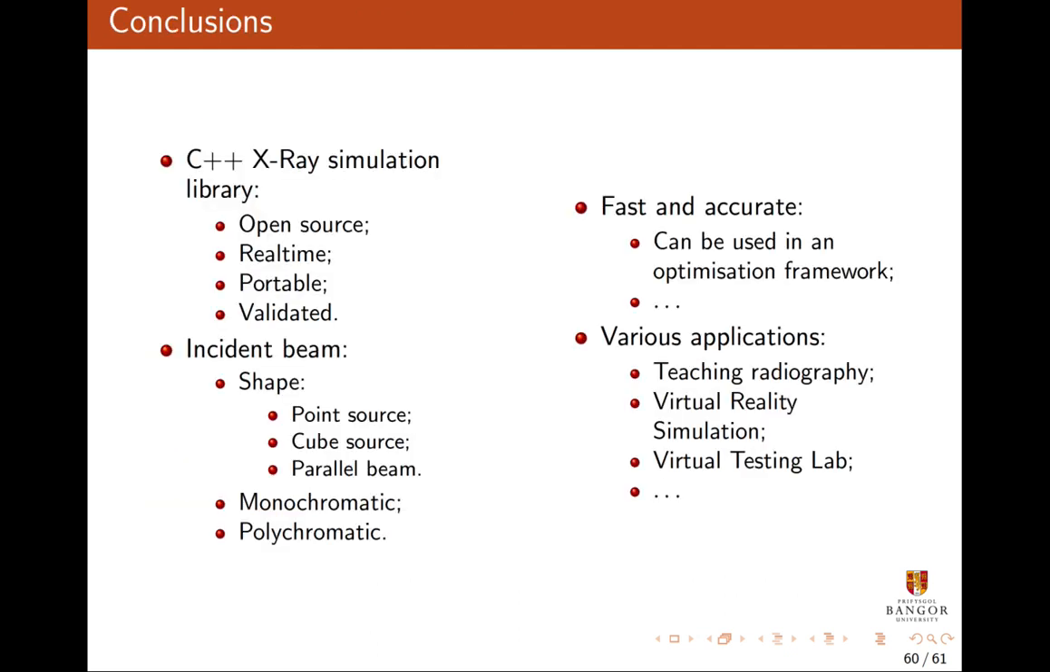So as a conclusion, we got a C++ X-ray simulation library, which is open source, works in real time, is portable, works on Linux, Macs, and Windows, and is validated. There's still some work here, but I'm getting there. We have different shapes of beam: point source, cubic source, parallel beams. It could be any kind of shape. The spectrum can be monochromatic or polychromatic, and it can be used in various applications, in virtual reality for teaching, or as a virtual testing lab, as in the material science application.